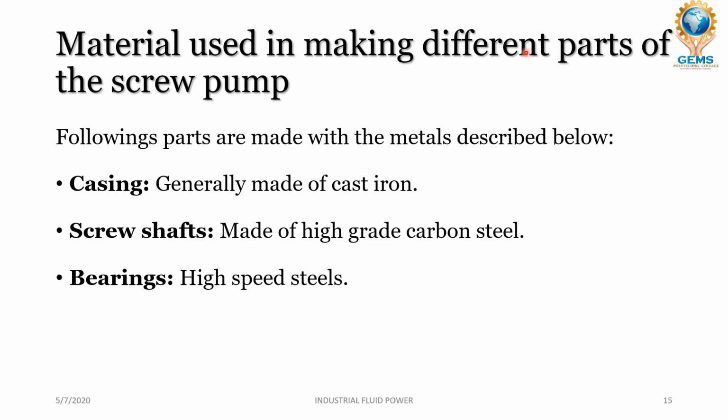Now the materials used in making different parts of the screw pump. The following parts are made with the metals described below. The casing is generally made of cast iron, the screw shaft is made of high grade carbon steel, and for bearings, high speed steel is used.